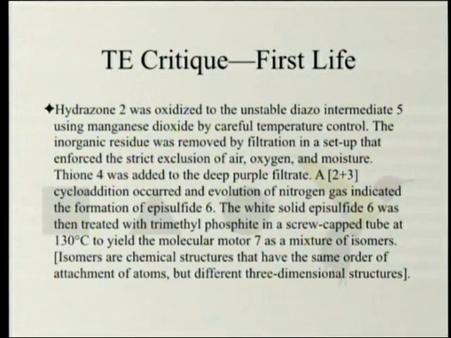Isomers are chemical structures that have the same order and attachment of atoms, but different three-dimensional structures, for those of you who are non-chemists.